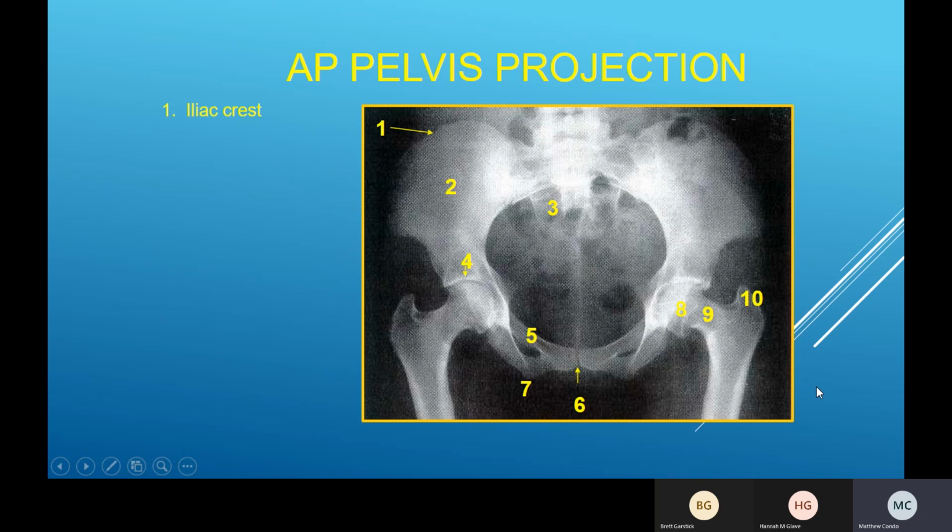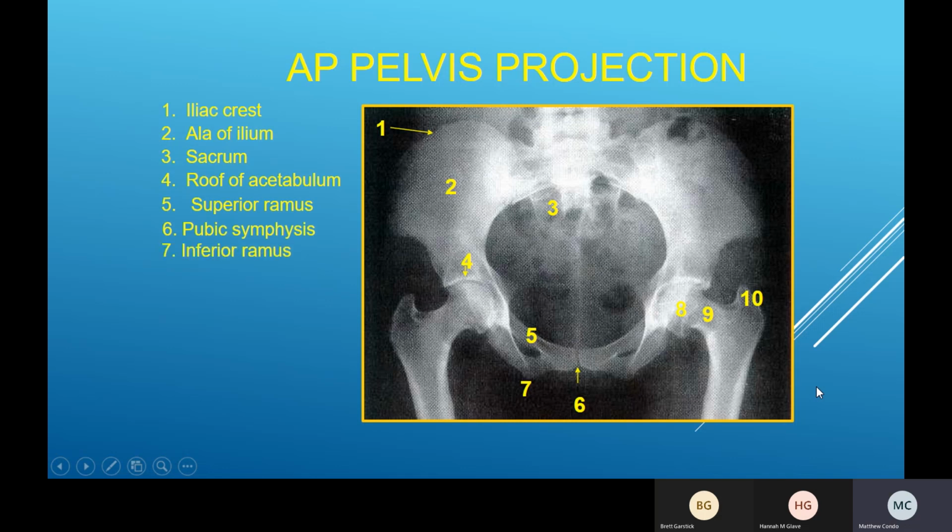So number one is going to be my iliac crest. Ala of the ilium is going to be number 2. Ala just means wing, remember, from anatomy. Number 3 is going to be my sacrum. 4 is going to be the roof of the acetabulum. 5 is going to be superior ramus. 6 is going to be my pubic symphysis. 7 is going to be inferior pubic ramus. 8 is going to be my femoral head. 9, femoral neck. 10, greater trochanter, right? So pretty easy, pretty simple stuff.